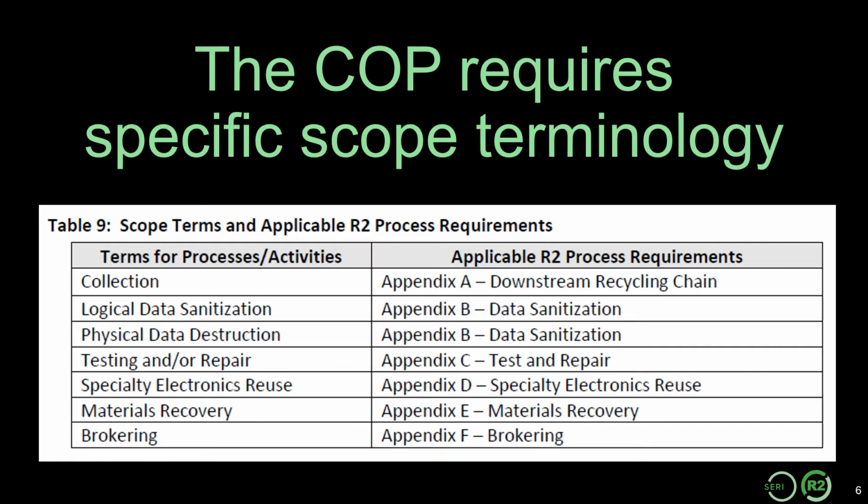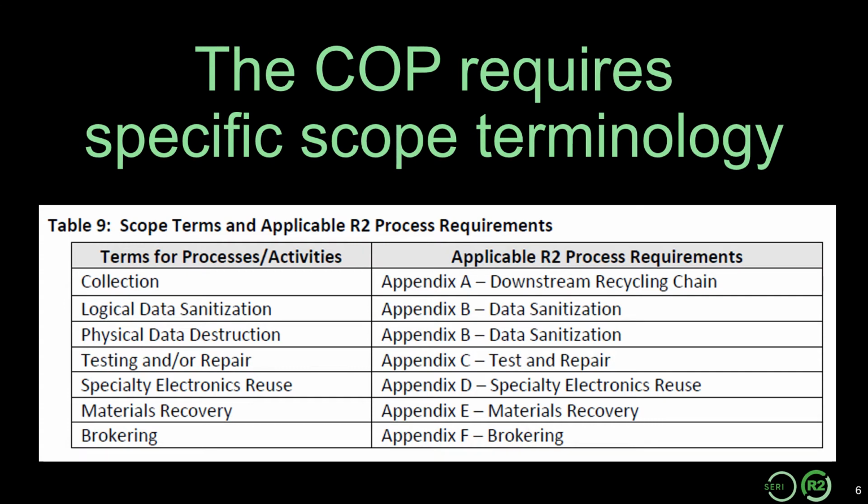The Code of Practices requires that specific terminology be used when defining a facility's scope statement. The required words are based on the specific process requirements or appendices that apply to the R2 facility's operation. This is intended to provide more consistent and transparent descriptions about the capabilities of each facility. The appendices each have a designated word or phrase to describe a specific R2 process or activity. These terms should only be included in the scope if the R2 facility performs the associated processes. No additional words can be used to supplement these processes.